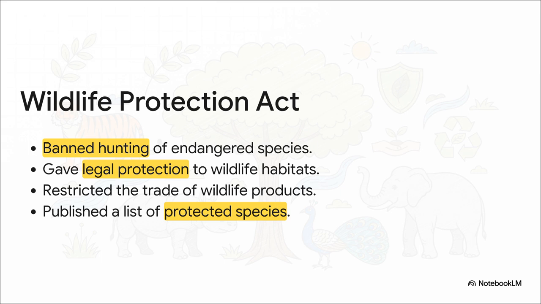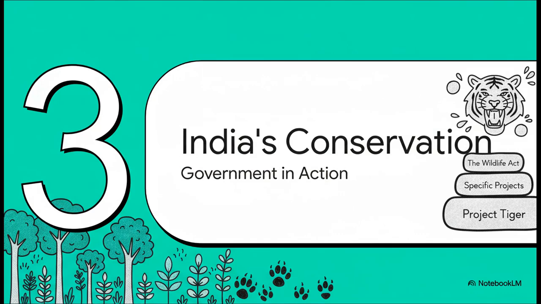As you can see, this act did a few key things. It banned hunting, it legally protected habitats, it stopped the trade of wildlife, and it created an official list of protected species. This gave them a real chance to survive. So, the Wildlife Act was the big rulebook. But based on that, the government started specific projects to save certain animals that were in critical danger. Let's look at the most famous one.